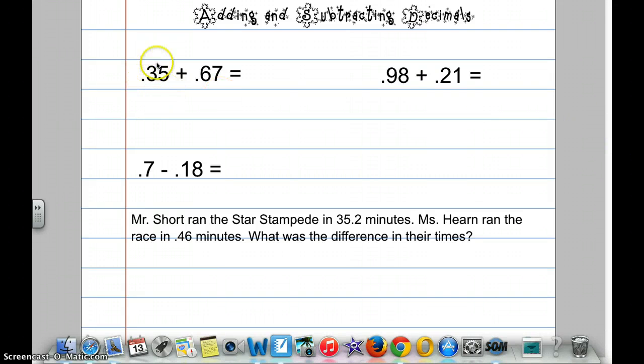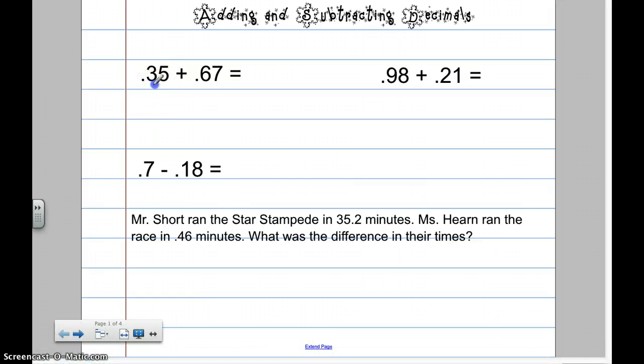So let's review some stuff about decimals. The decimal in this place is going to be the tenths place. So this would be 3/10, and the decimal here is going to be in the hundredths place. And that's going to be 3/10 and 5/100ths, or 35/100ths. This is 6/10. This is 7/100ths, so this would be 6/10 and 7/100ths, or 67/100ths.